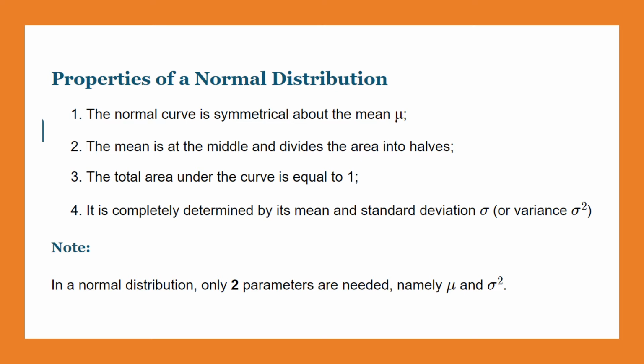A normal curve is always a bell-shaped curve and it is symmetric about the mean, because the mean is the center. The mean is the middle value and it divides the whole distribution into two halves. Since the area under the curve is always 1, the total area under the bell-shaped curve must be 1. And it is always determined by its mean mu and standard deviation sigma, so we need two parameters, both mu and sigma.